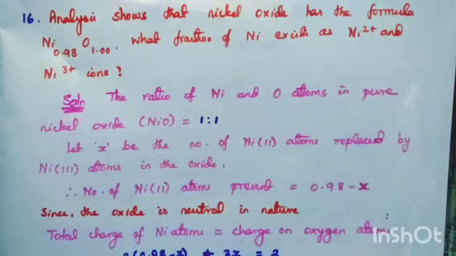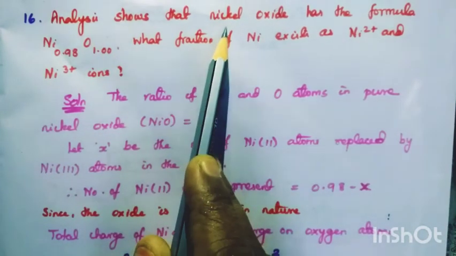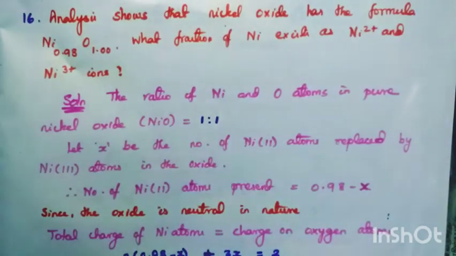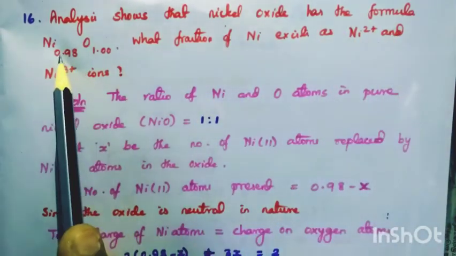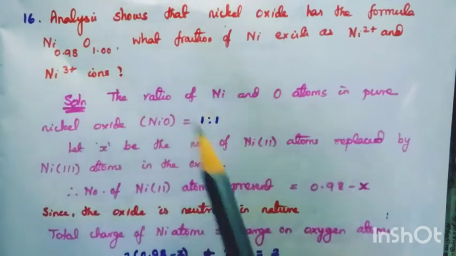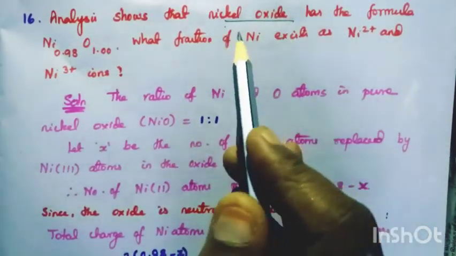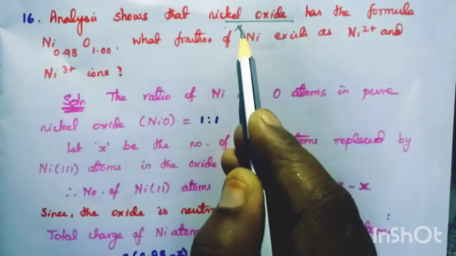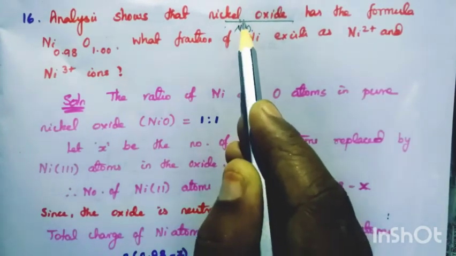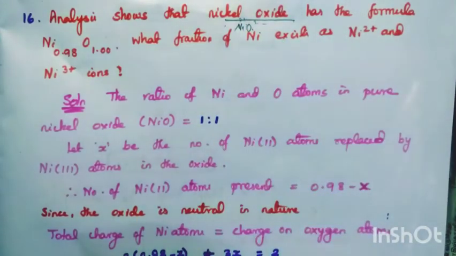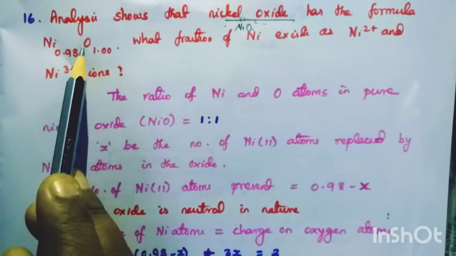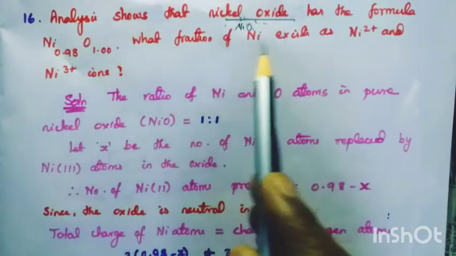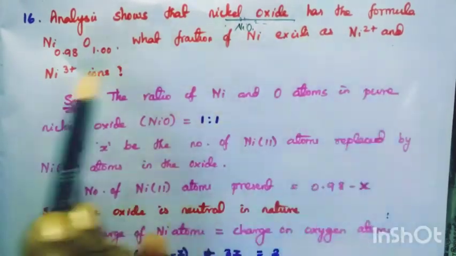Next is the 16th problem. Analysis shows that nickel oxide has the formula NiO, with Ni 2 plus and O 2 minus. Ni is present as 0.98 and O as 1. What fraction of nickel exists as nickel 2 plus and nickel 3 plus ion?